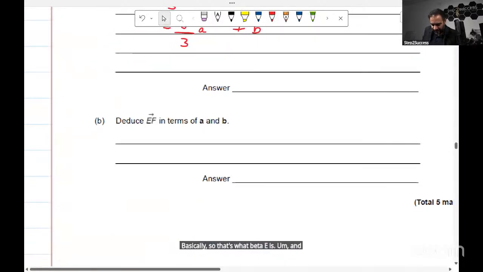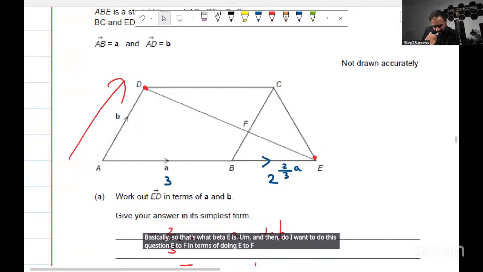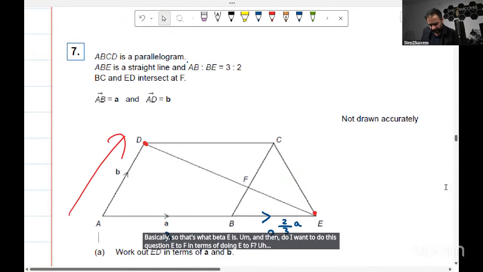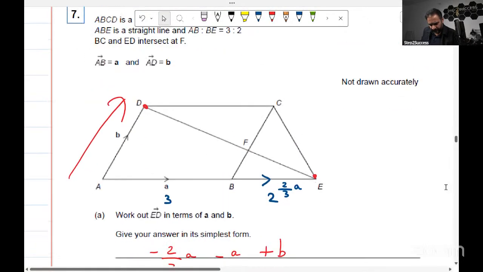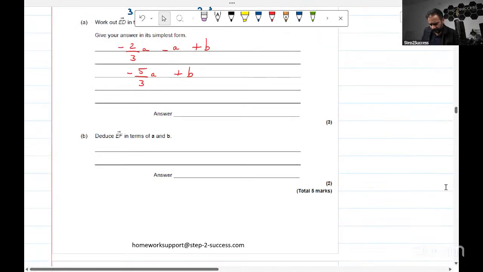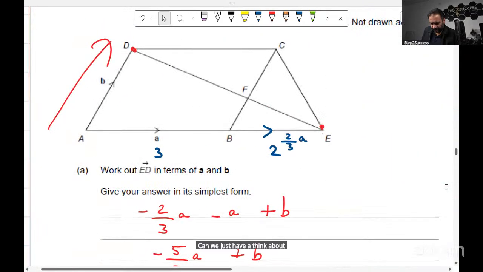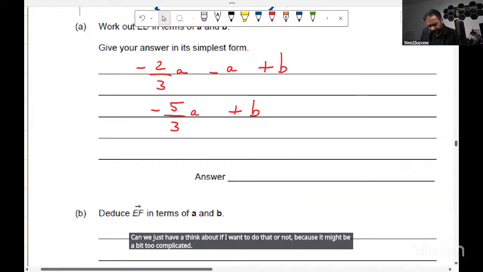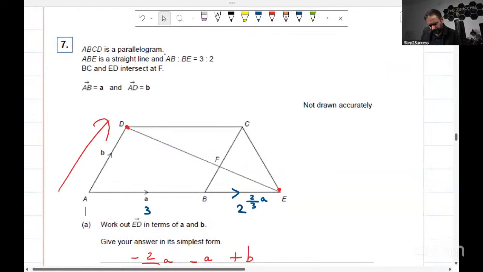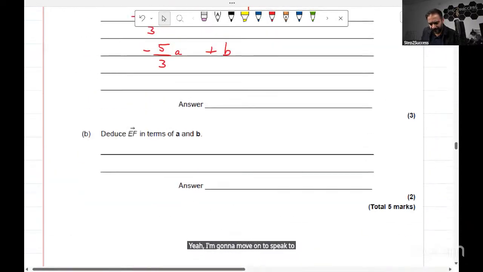And then do I want to do this question? E to F in terms of E to F. Let me just have a think about if I want to do that or not, because it might be a bit too complicated. Yeah, I'm going to move on just for time reasons. I want to get through as many as I can.